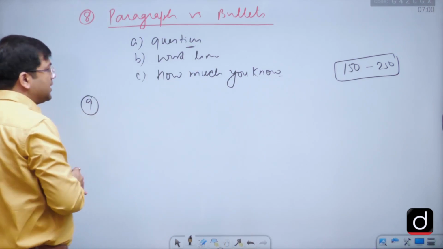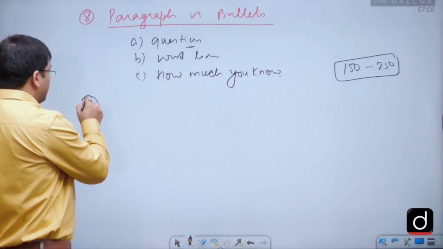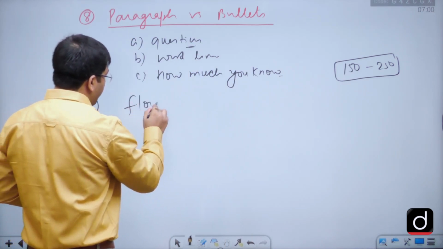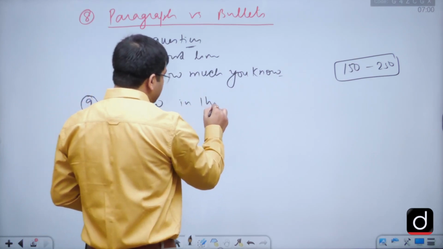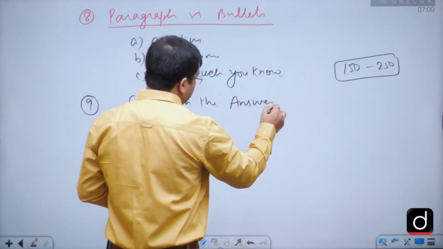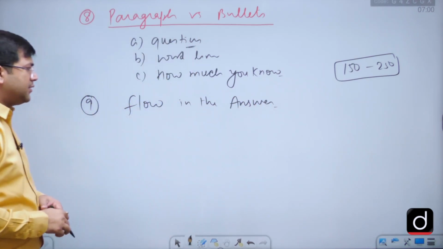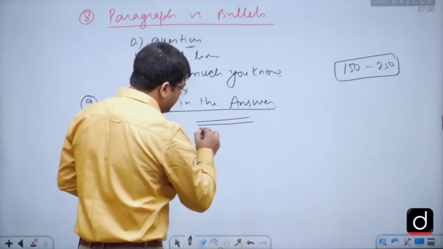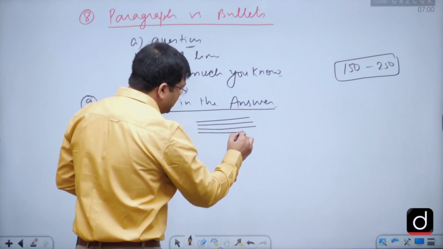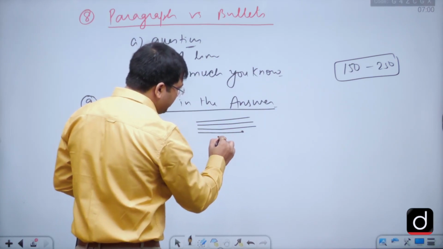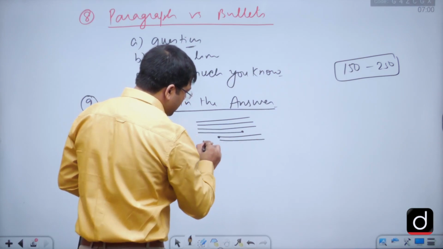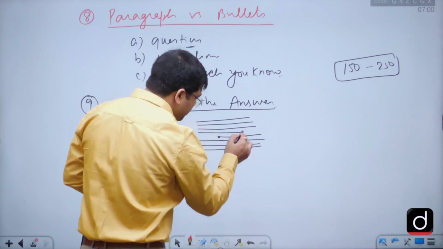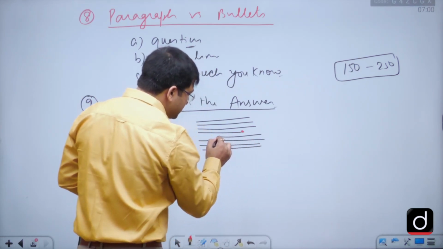The ninth point about answer writing can be: from the starting there should be a flow in the answer. Flow in the answer, right? And this flow means, suppose you are writing in paragraphs. You have completed your paragraph here and you are starting your paragraph from here again. Then there should be a proper link between this ending paragraph and this starting paragraph.